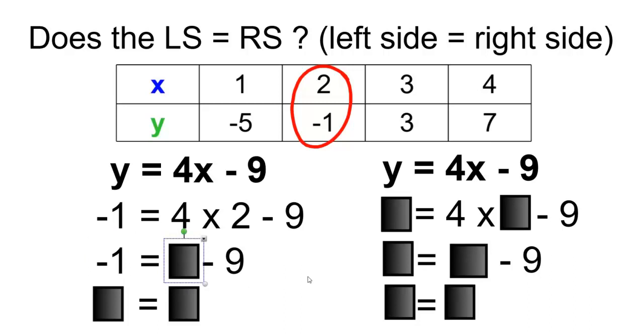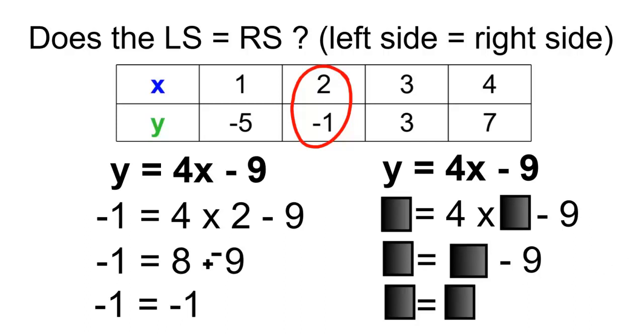4 times 2 is 8. So we're going to have -1 equals 8 minus 9. We'll add the opposite. So instead of saying 8 minus 9, it'll be 8 plus -9. And 8 positives and 9 negatives is going to be -1. So -1 equals -1. Therefore, the left-hand side does equal the right-hand side, and therefore our formula does work.